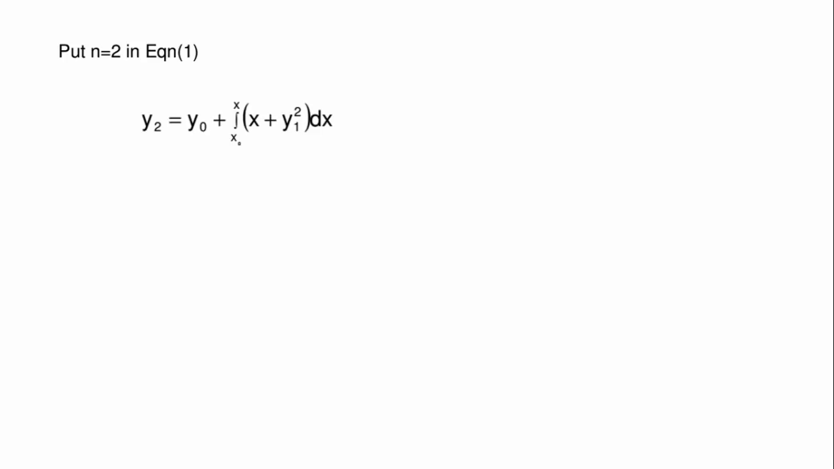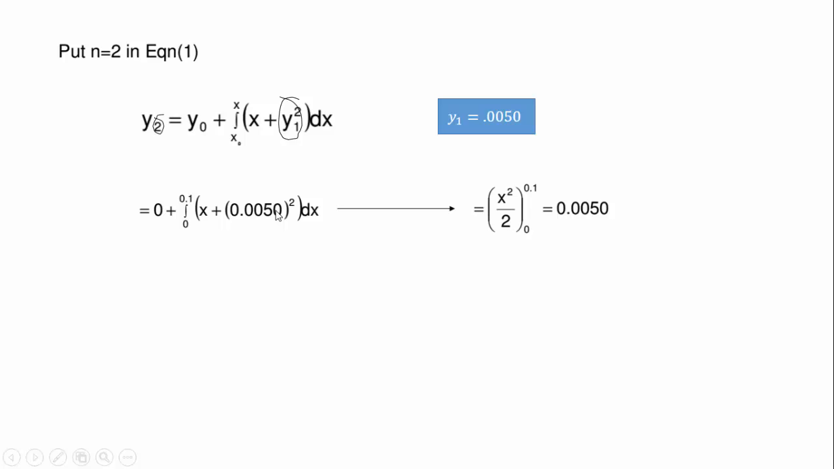So putting 2 in equation 1, we get y2 equal to y naught plus the integral of the function. This time y1 will be put in the function. Remembering the y1 value to be equal to 0.005, we put that value and get this form here. Now solving this form, we get this, and again the answer is 0.0050. Now we can see the answers are correct to 2 decimal places and equal to each other. We have to do this one more time as per the question requirement to confirm this answer.